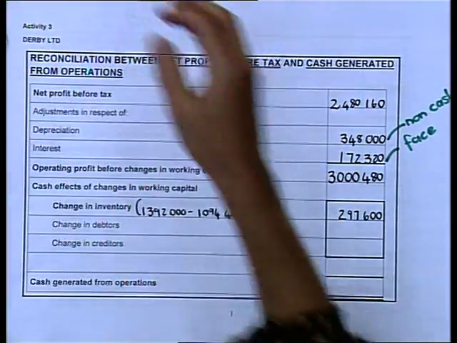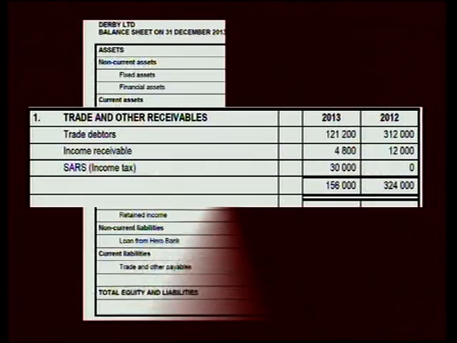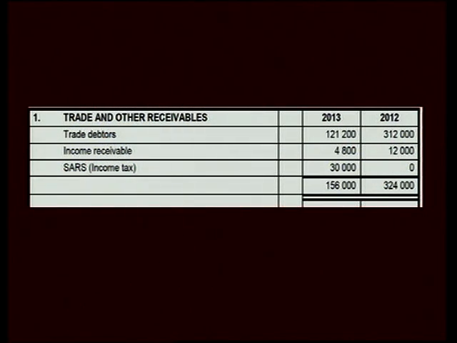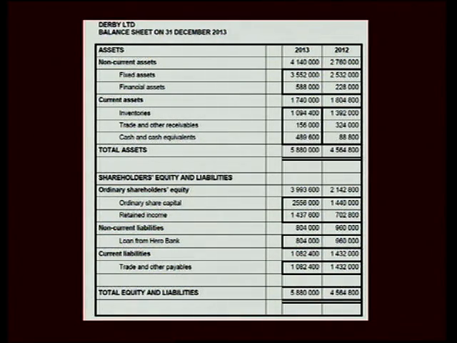Just want to go back to the information. If I look at trade and other receivables, that's where debtors are. You will see at the beginning of the year we had 312,000 in terms of debtors, income receivable 12,000. Then I have to go and look at the note. I can't use the balance sheet because the balance sheet unfortunately is a comprehensive amount. Trade and other receivables there. I have to go and look at the details.